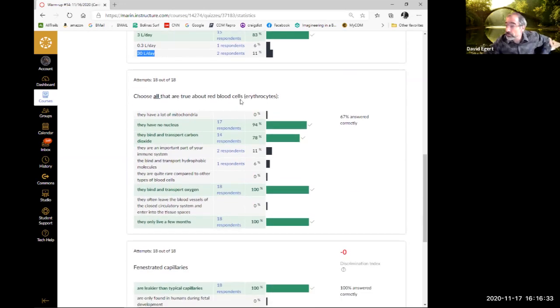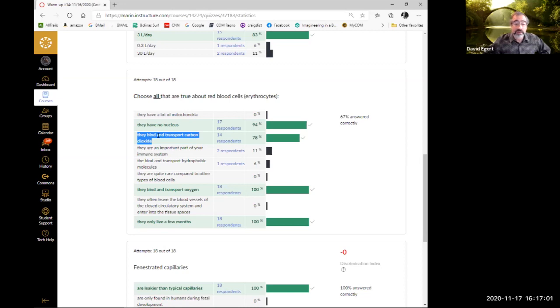Choose all that are true about red blood cells. They have no nucleus. Most people got that. They bind and transport CO2. Most people got it, but not everybody. This is going to be important today, actually, when we talk about the ways that carbon dioxide is transported through your blood. About 30% of the carbon dioxide is being transported by being bound onto hemoglobin.